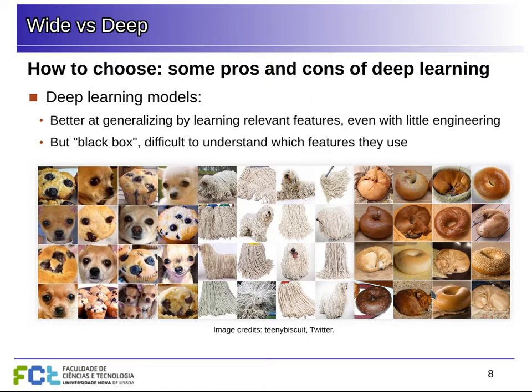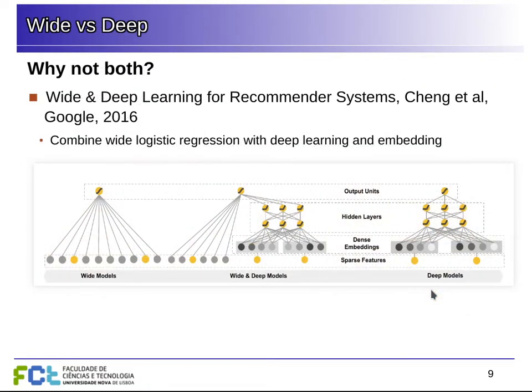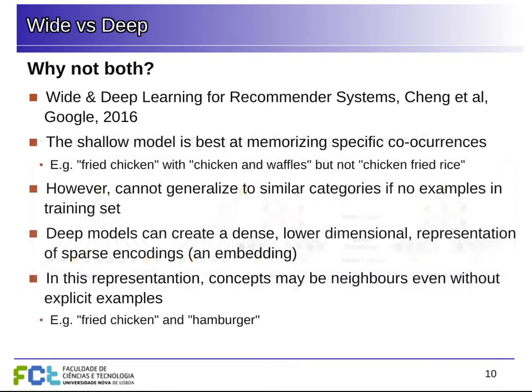So this is a problem with deep models: they are hard to understand, and it is hard to figure out which features they are actually using to perform the classification. Just to take a brief look here, this is an interesting paper from 2016, in which they combined two models, a wide and shallow model, logistic regression, and a deep learning model for embedding. This was to try to take advantage of the strengths and weaknesses of both of them.